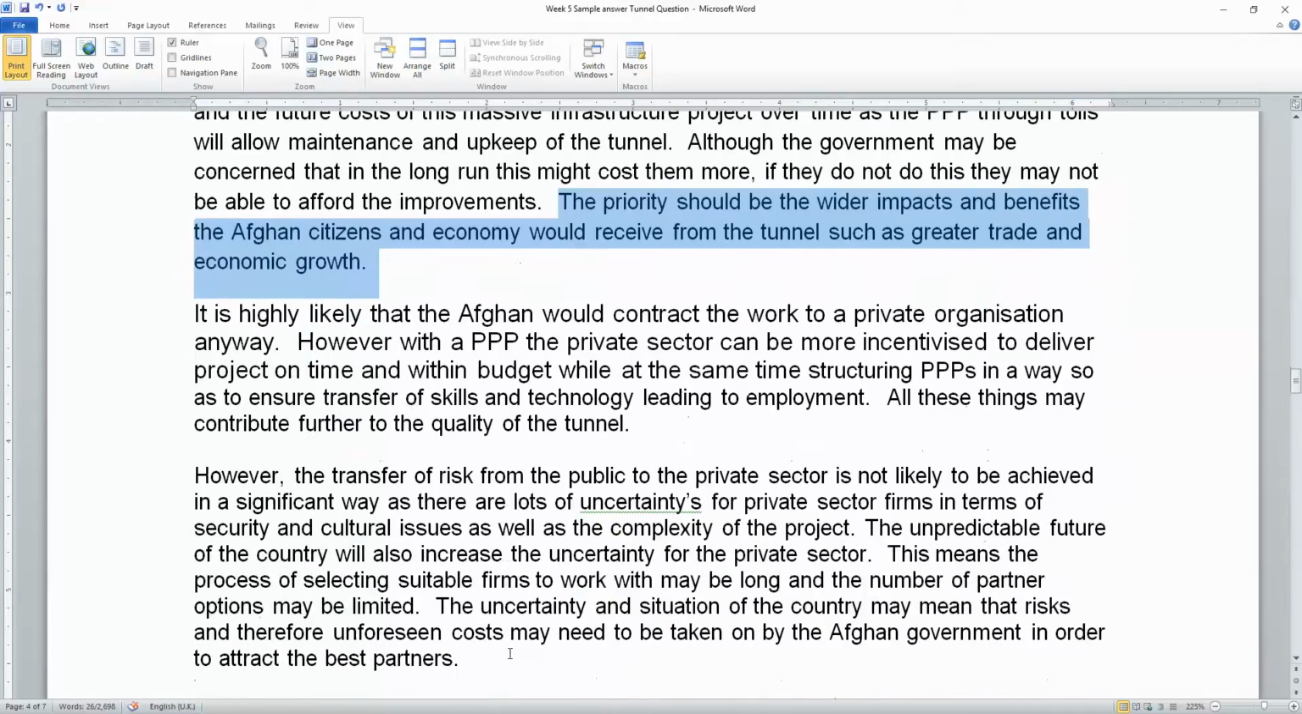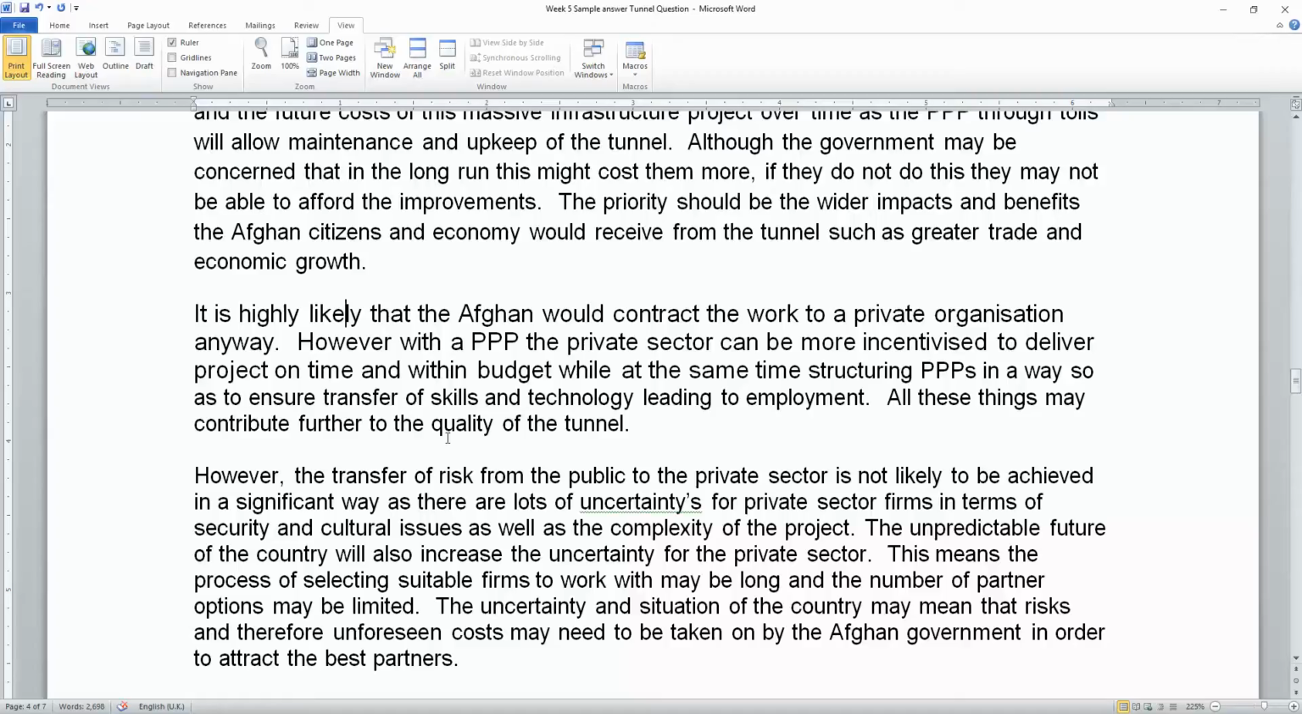Okay, so moving down. However, the second one, it's highly likely that they're going to use a private organisation, even if they didn't go down the PPP route. So using the PPP is going to allow the private sector to be more incentivised, because things can be built into the structure of the PPP. Also, if they structure it right, there's a transfer of skills and technology leading to further employment. All these things may contribute further to the quality of the tunnel.